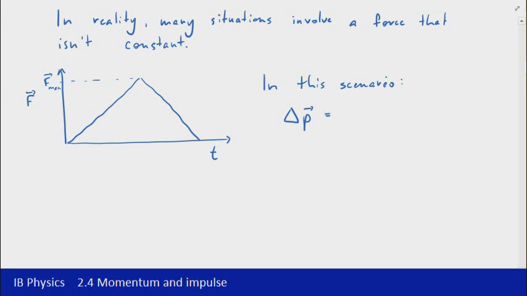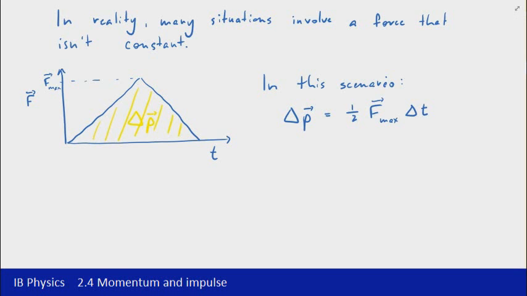The shape that we're dealing with is a triangle. So we need to find half times the base multiplied by the height. The perpendicular height here is that maximum force, F max. And the time that we're dealing with would still be delta t, so the time over which that force has been applied. And again, that's going to give us this area under the curve, which is delta p, or the impulse. So that's a fairly straightforward example.